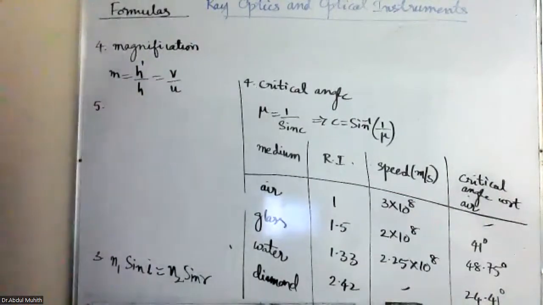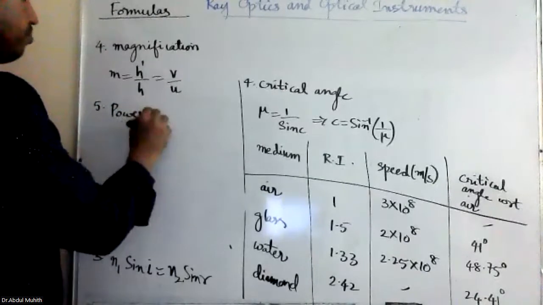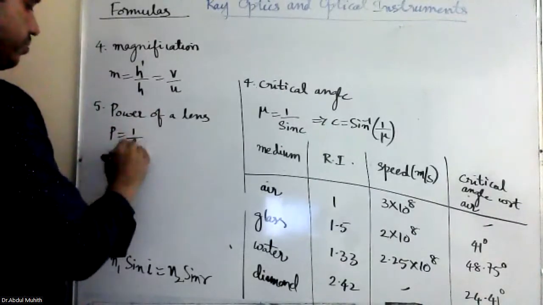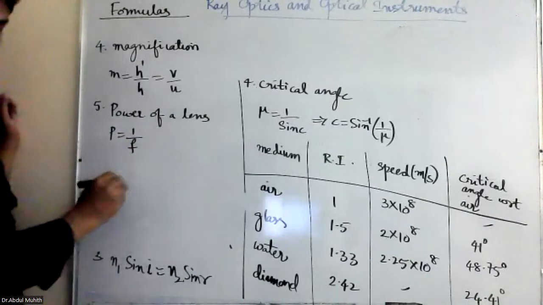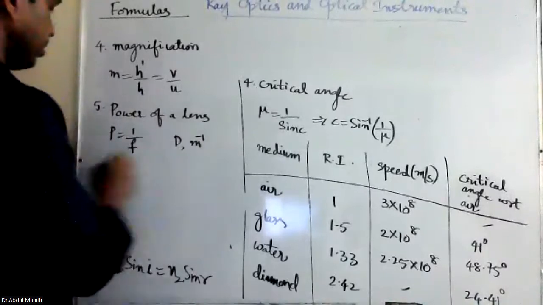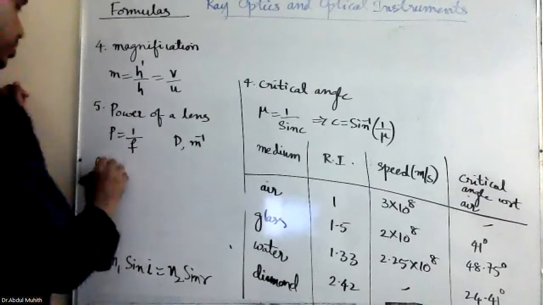Fifth one, that is the power of a lens. The formula is P is equal to 1 by f, and f is in meters. It is measured in diopters, or per meter. Sixth one, the angular magnification.